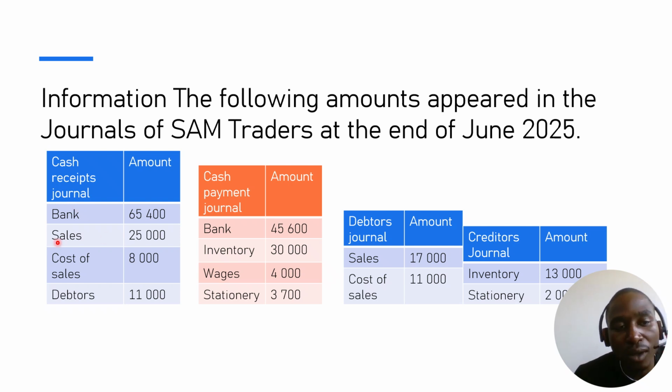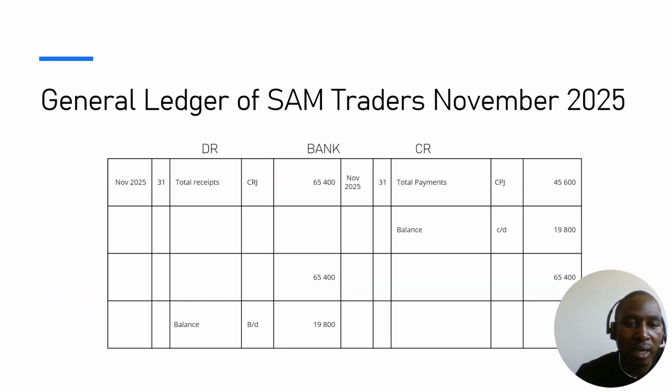So the amount on the CRJ goes on the debit side and the amount on the CPJ goes on the credit side. We write the amount on the CRJ as total receipts and we write the amount on the CPJ as total payments. Now let's go and see how we can do our bank account.